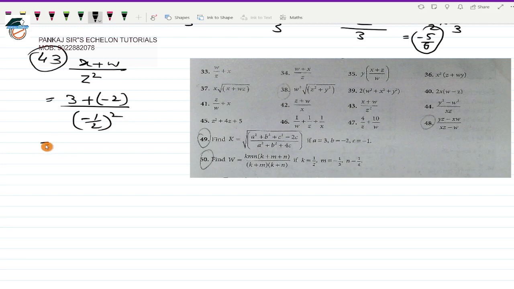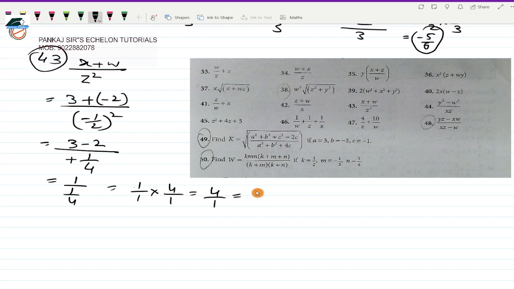This will work out to, first in numerator, plus into minus will become minus, so 3 minus 2, upon this minus half, the square will be minus, square will be plus, and 1 by 2 square will become 1 by 4. This can be written as 3 minus 2 is 1 upon 1 upon 4. Now this can be written as 1 upon 1 into 4 upon 1. So the answer will be 4 into 1, 4 upon 1 into 1, 1. So answer is just 4. So answer for 43 is 4. And that's absolutely correct.